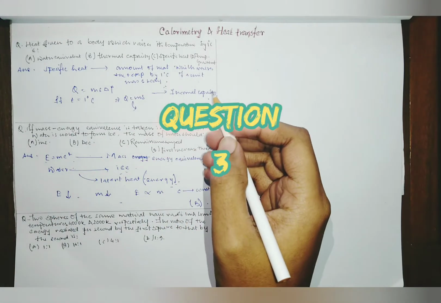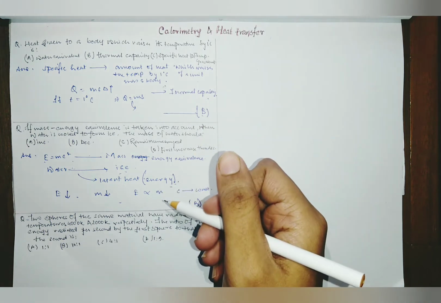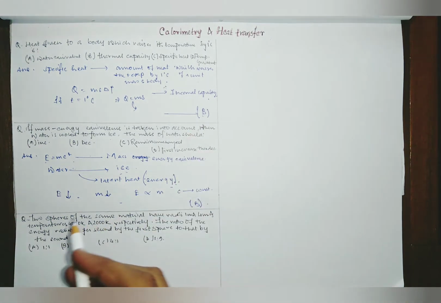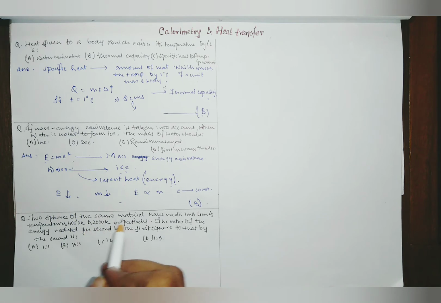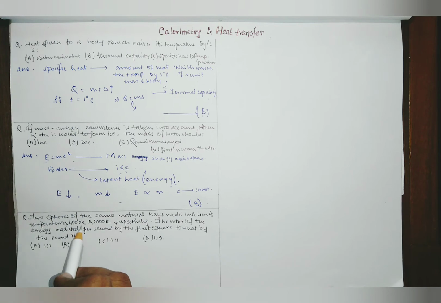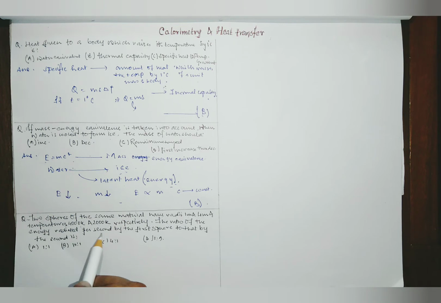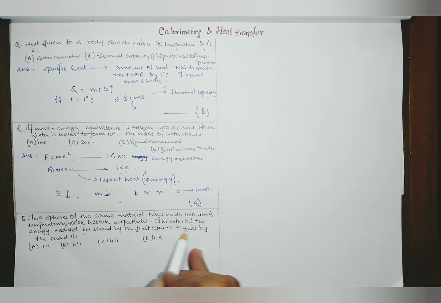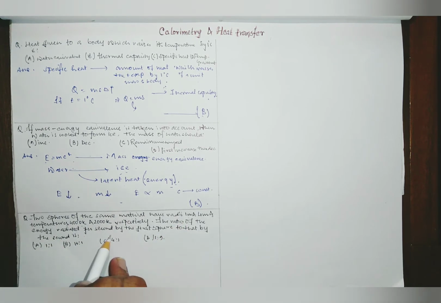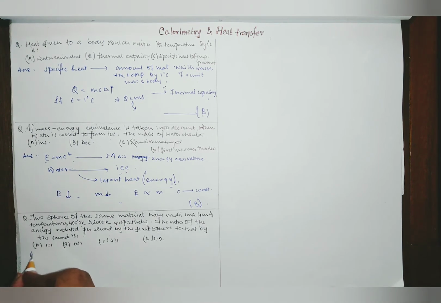Hello guys, welcome back to the third question, which is the question from the section heat transfer which appeared in 2002 JEE mains. The third question reads as: two spheres of the same material have radii 1 meter and 4 meter and temperatures of 4000 Kelvin and 2000 Kelvin respectively. The ratio of the energy radiated per second by the first sphere to that by the second is. So the question is asking the ratio of energy radiated per second, right? With the hope that you have tried, I am going for the solution, right?